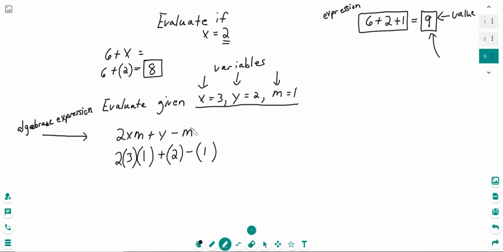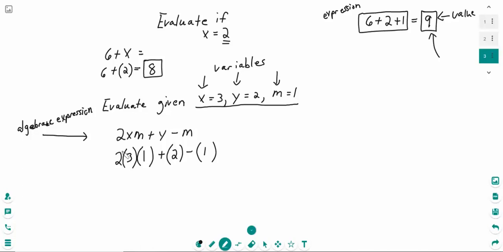Whenever you're dealing with these, it is not possible that the m could be a 1 here and a 2 or something else here. They're always going to be the same. It has to be consistent throughout the entire expression. So any m in this expression is going to be equal to a 1. Any y is going to be equal to a 2. Any x is going to be equal to a 3. All right. So knowing all of that, we can now start to solve this.